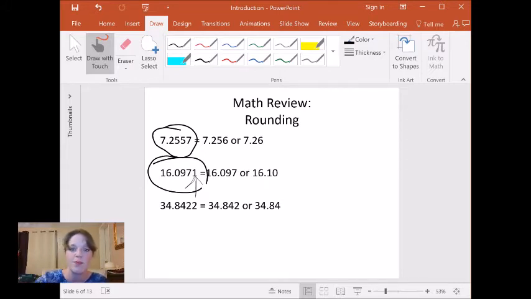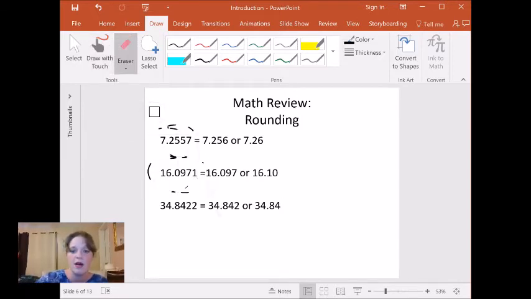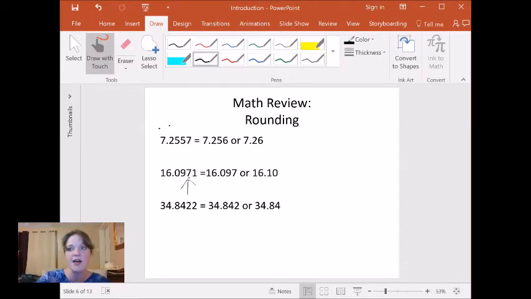Now, if I wanted to round it to 2 places, then I would ignore the 4th number and simply look at the 3rd number. In this case, the 3rd number is 7. And because that 3rd number 7 is above 5, I take that 9 and I round it up to 10, or in this case, 16.10. So know your rounding rules, because we're going to be rounding a lot in here.